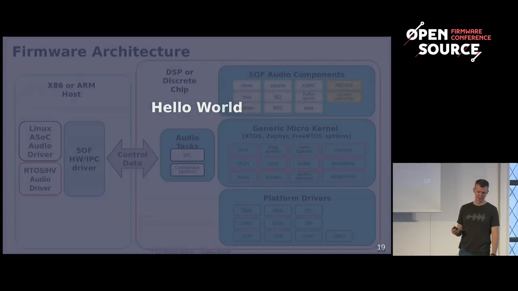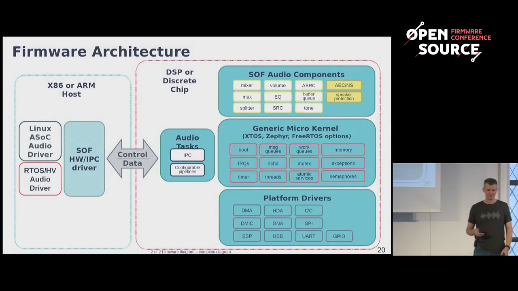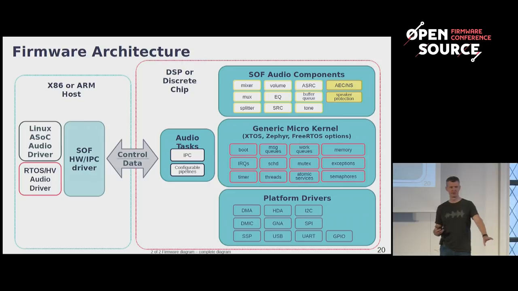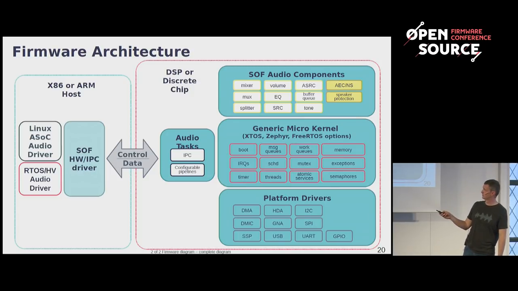So now we get to the stage where we're actually running code, just showing the architecture here. So the driver is not tied to x86. There's nothing x86 specific in the driver. The driver can have multiple backends for sending the control data. So this control data plane here can be MMIO, it can be SPI, it can be USB. It doesn't have to be a PCI device.